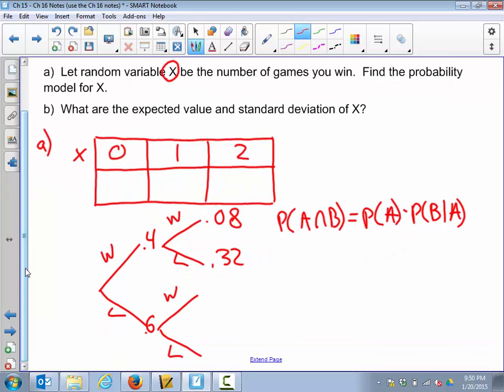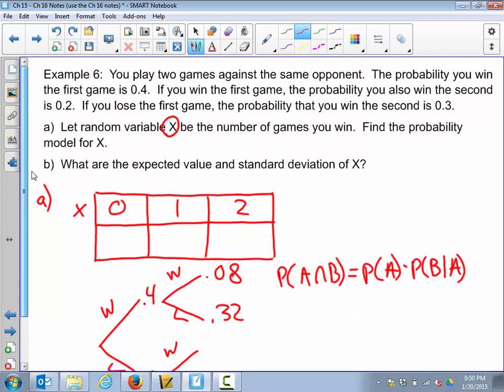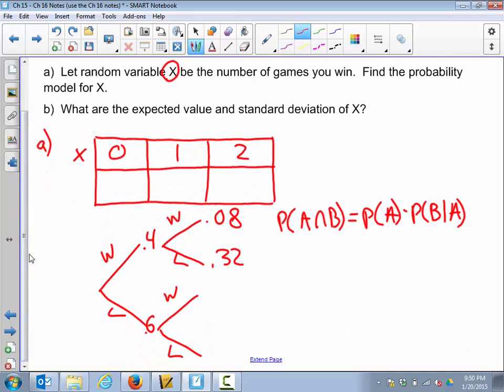All right, what did they give us next? They told us if you lose the first game, the probability that you win the second is 0.3. Well, that too is a conditional probability. So we can multiply that conditional probability of win given loss, 0.3, times the 0.6 they gave us that you lose the first game, to get 0.18 as the probability that you lose then win. So the probability of a loss then a loss has to be 0.42, subtracting 0.18 from 0.6.